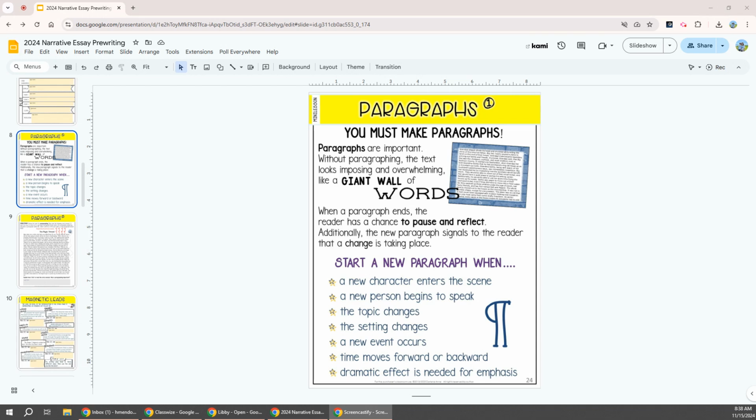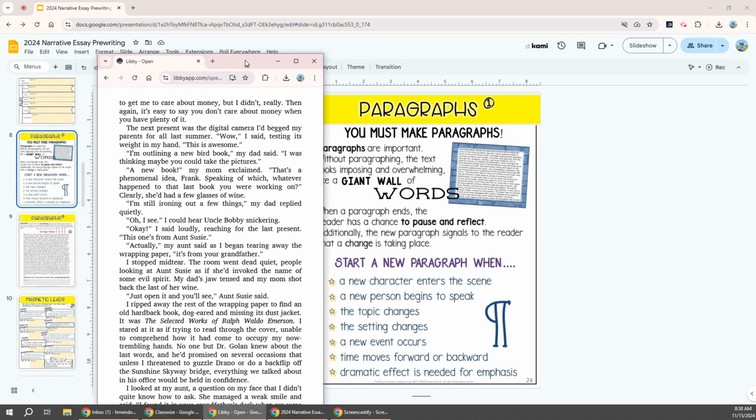So we start a new paragraph when a new character enters the scene, a new person begins to speak, the topic changes, the setting changes, a new event occurs, time moves forward or backward, or dramatic effect is needed for emphasis. We are going to take a look really quickly at an example.